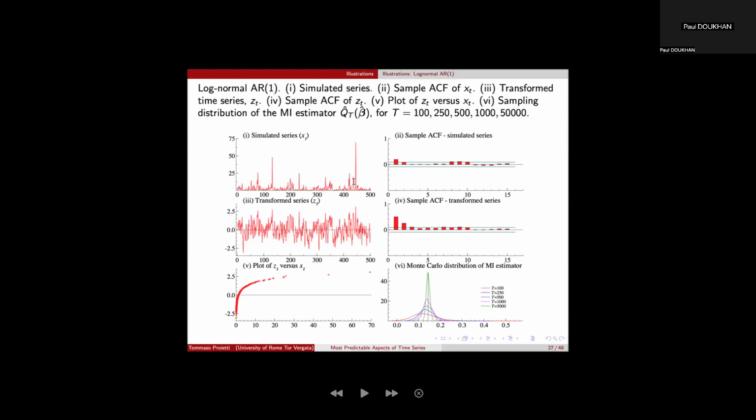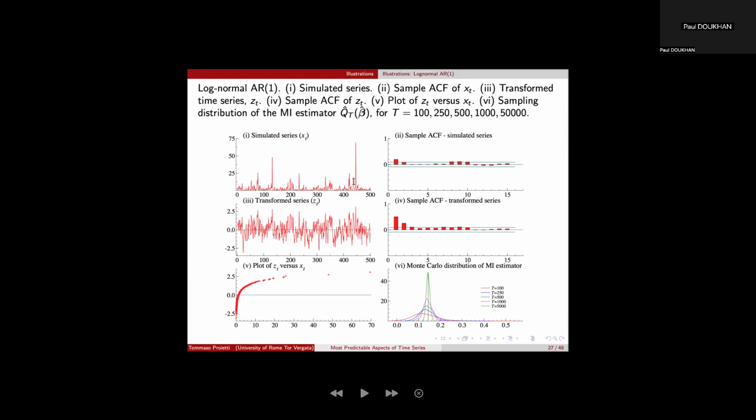So this is a simulated series, right? This is a log normal autoregressive process, and that's its sample ACF. Remember that the autoregressive coefficient here is 0.5, and this is the process XT, a sequence generated from that process. Now I work out the optimal transformation, and I get this series. And if I plot ZT versus XT, the transformation is very similar to a logarithmic transformation, so this is what you would expect in this problem. And this is the sample ACF of the transformed series.